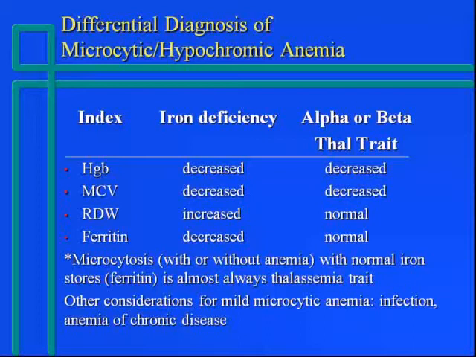Microcytosis, with or without anemia, with normal iron stores, in particular a normal ferritin, is almost always going to be thalassemia trait. Other considerations for a mild microcytic anemia include infection and anemia of chronic disease. But this is usually the major differential diagnosis for microcytic anemia in children, iron deficiency or thalassemia trait.